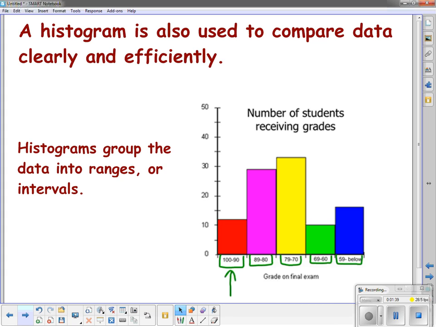Now, one thing that is unique about a histogram that is different from a bar graph is that the bars actually touch on a histogram, and that is because the ranges of data are in order, and so the very next number below 90 is going to be 89. And since the numbers are right next to each other, the bars should be right next to each other, which indicates why they are touching.